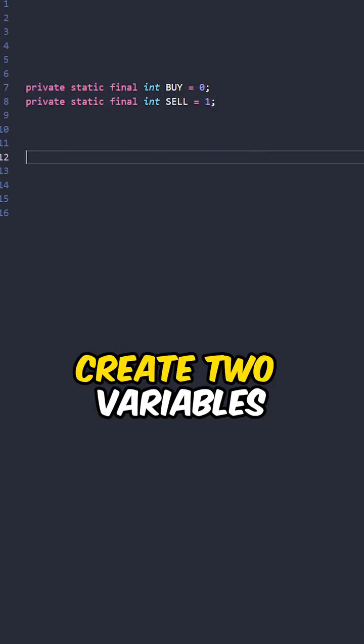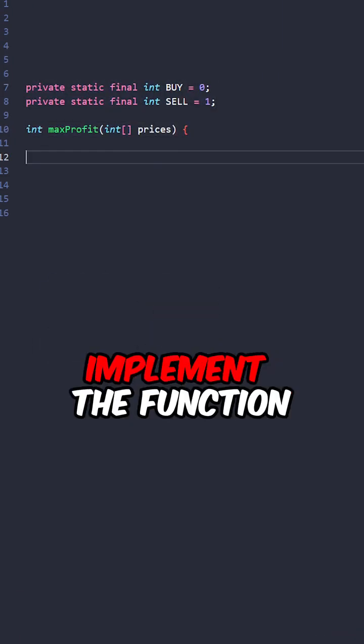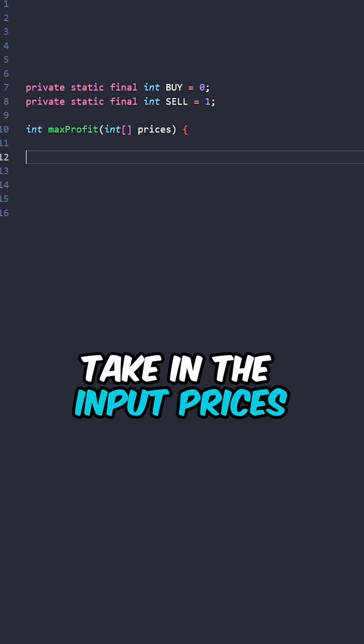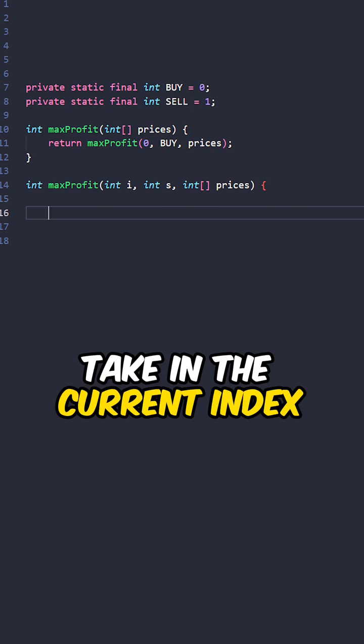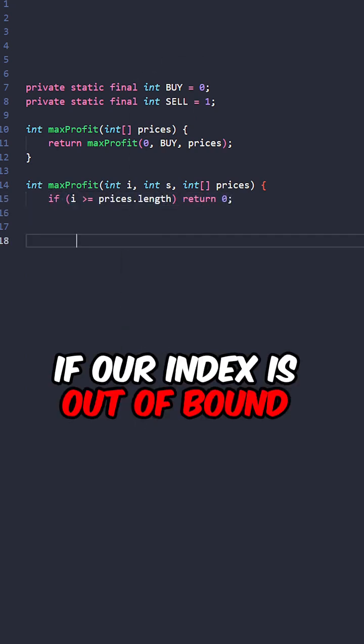Let's go over the code. Create two variables to indicate buy and sell. Implement the function maxProfit taking the input prices, and return the result of the helper method. Now let's implement the helper method taking the current index, the state, and the prices. If our index is out of bound, return 0.